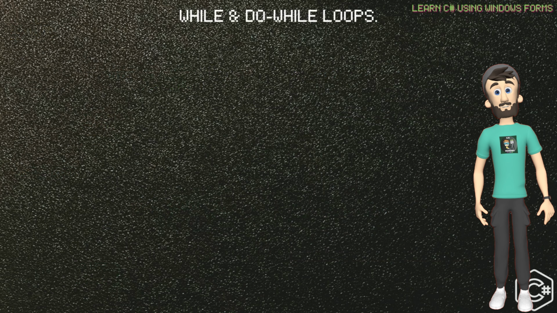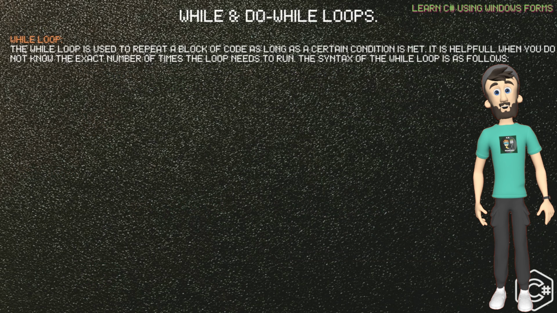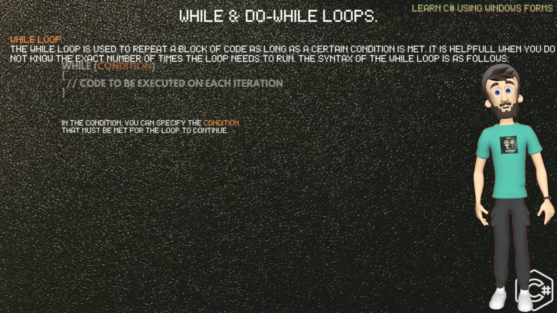While and do while loops. While loop. The while loop is used to repeat a block of code as long as a certain condition is met. It is helpful when you do not know the exact number of times the loop needs to run. The syntax of the while loop is as follows.